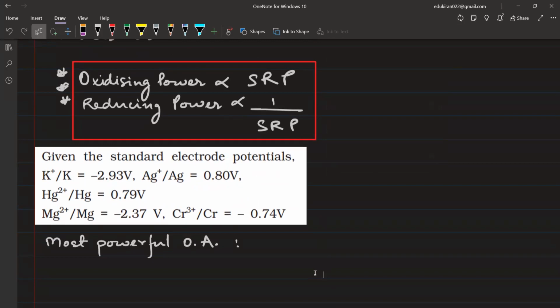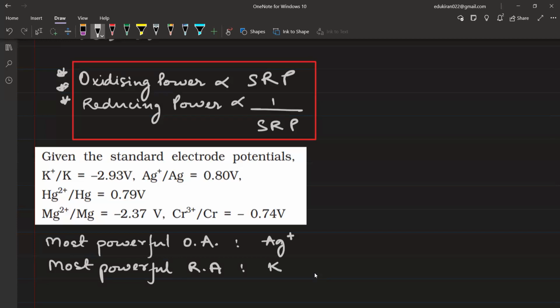Eg. What we can write? Most powerful oxidizing agent is going to be Ag positive, sir. सही है? Yes or no? Please tell me. Yes, sir. And most powerful reducing agent कौन सा हो जाएगा? Potassium. Very good. K positive, rather it will be potassium, है ना? Because potassium will be giving electrons and it will be reducing others. ठीक है, ये तो आपने लिख लिया.